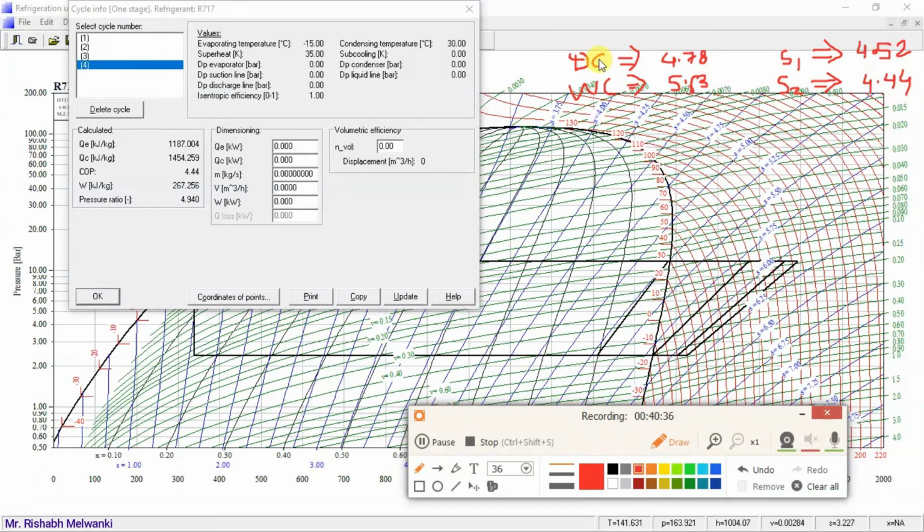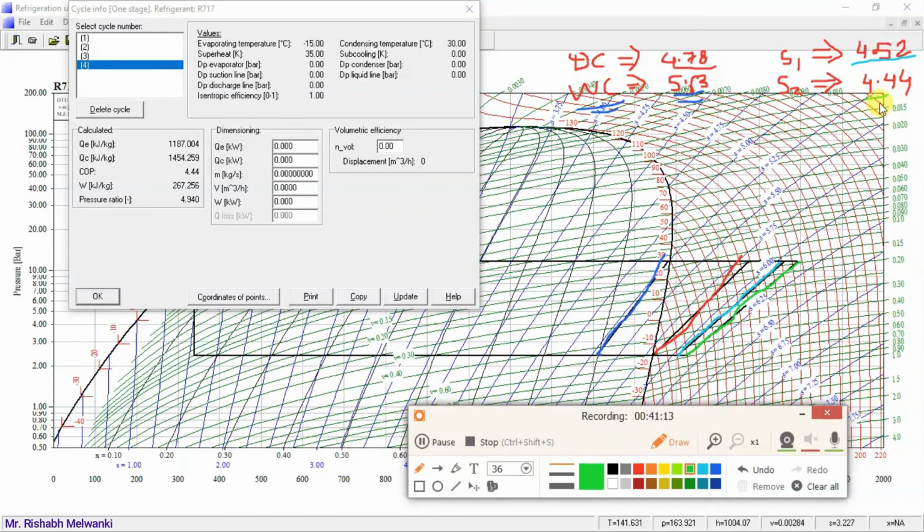For ammonia, wet compression, what is the COP? 5.63. Now if I consider dry compression, what is the COP? 4.78, meaning COP has decreased. Next, I'll consider 10 degrees Celsius of superheating. What is the COP? 4.52. It has further decreased. Then I'll take the next case, further superheating to 20 degrees Celsius.